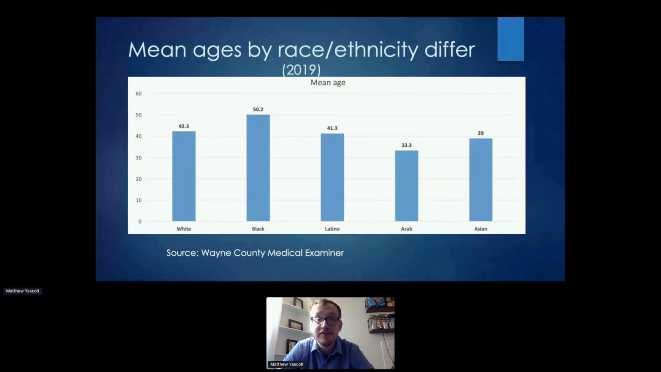Mean ages by race and ethnicity differ. So we're looking in 2019, the youngest race and ethnicity for danger of overdose is Arab American, and the oldest at danger for an overdose is African American.